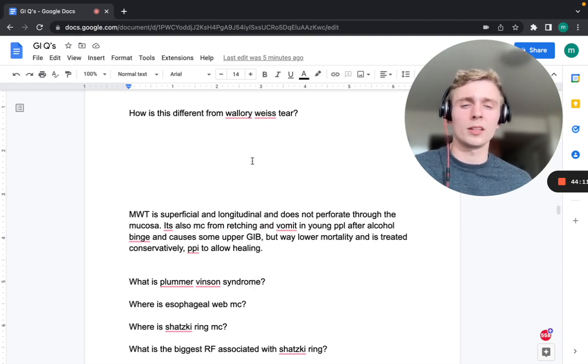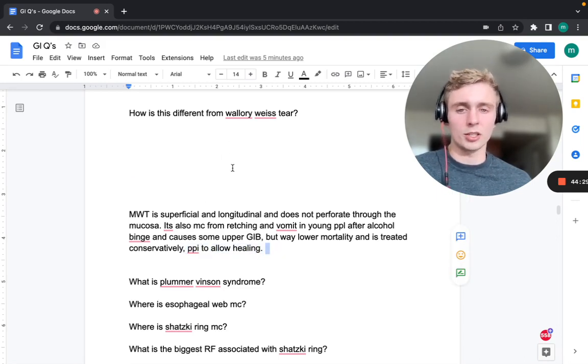So it's both of the similar causes, and this is also a common cause of upper GI bleed, but with way lower mortality, and it is treated conservatively. You just want to let it heal by decreasing the stomach acid refluxing up against it, and that's done with a PPI. So again, Mallory-Weiss tear is a longitudinal laceration that does not perforate through, superficial mucosa.